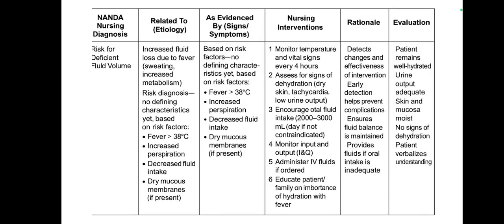Next diagnosis can be risk for deficient fluid volume. In a fever patient, after reduction of the fever, there is increased diaphoresis, sweating, or increased metabolism. There is increased demand in the cells, so that leads to risk for deficient fluid volume. So that is a potential diagnosis, so a risk diagnosis.